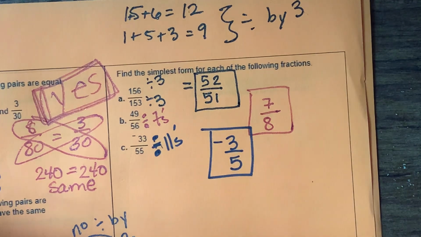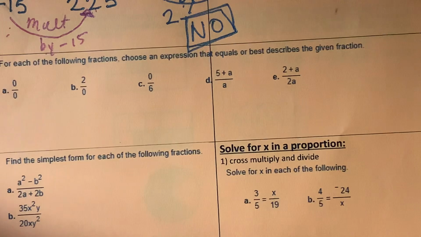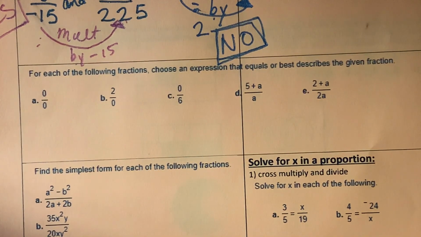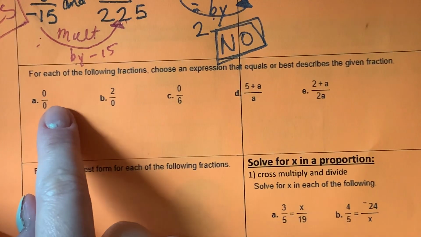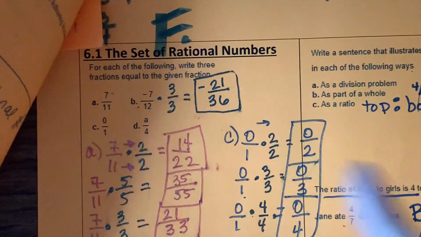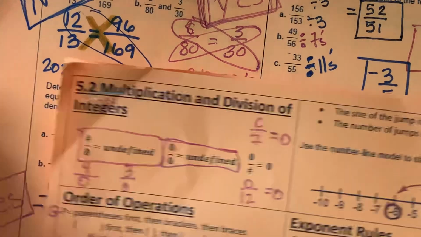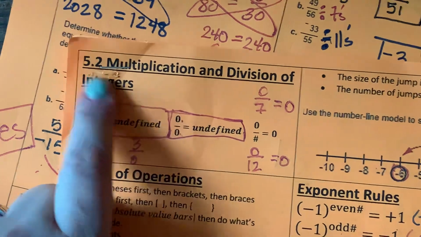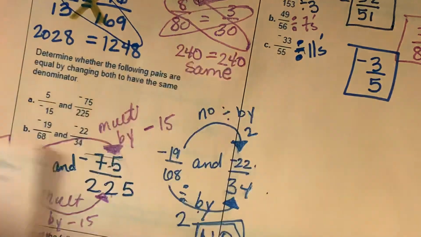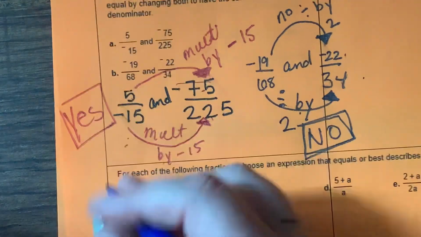Okay, let's keep going. Let's go to this next one. It says, for each of the following fractions, choose an expression that equals or best describes the given fraction. Okay, so I think we already went over this. 0 divided by 0. That was at the very beginning of this packet. No, it wasn't. Where was that? Oh, it was on the last one, 5.2. 0 divided by 0 is undefined. So we got the answer for part A.